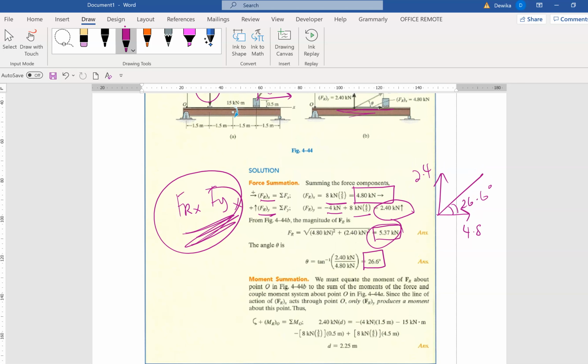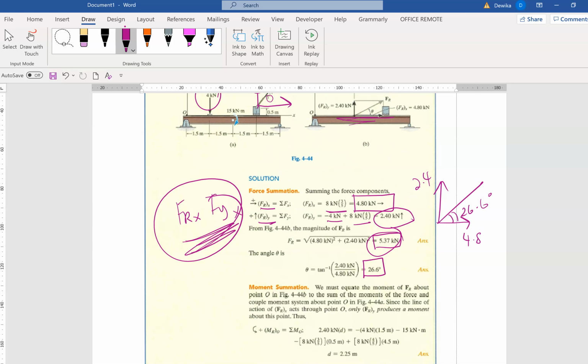We can only find the distance with the moment, the summation of moment. Okay, so what we have here is that 2.4, we must equate the moment of the force FR about point O to the sum of moment of the force and couple moment at point O. So we want to find the distance to point O. Since the line of action of FRx goes through point O, only FRy produces moment.